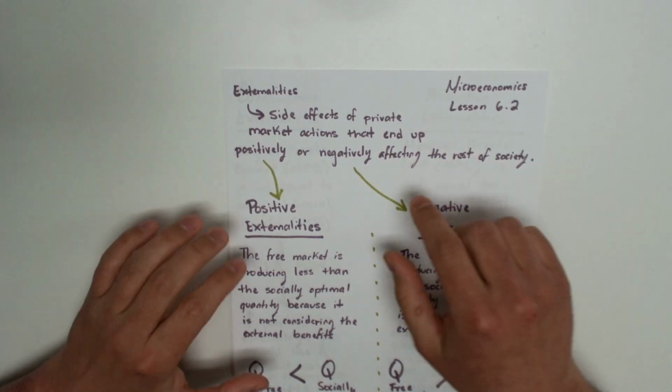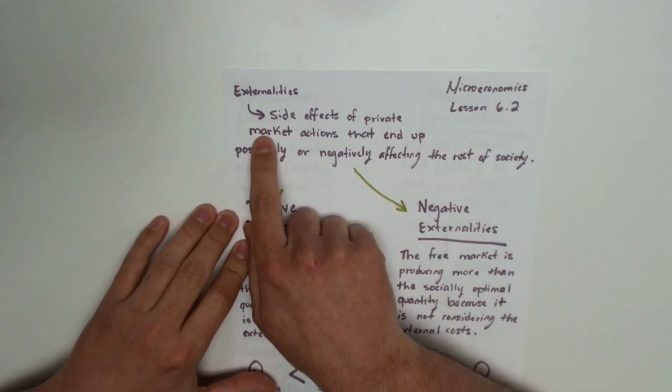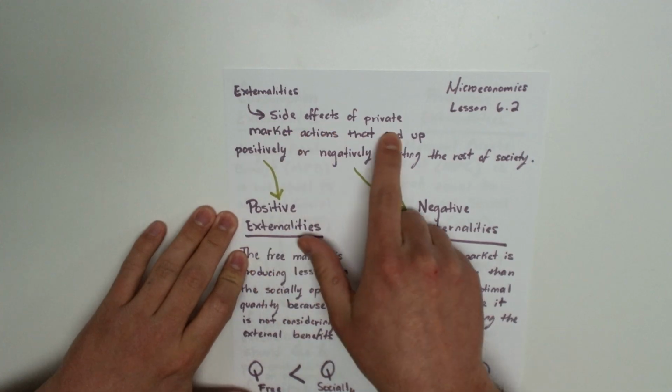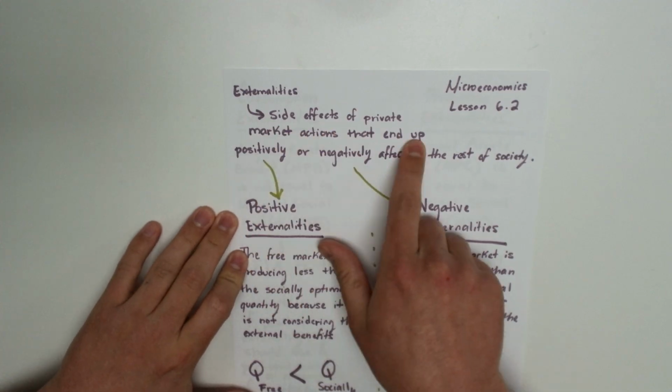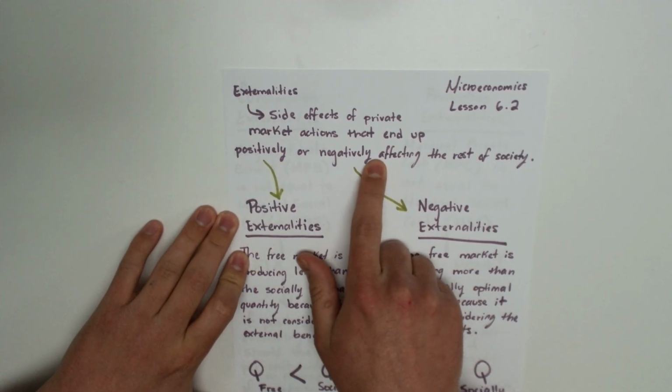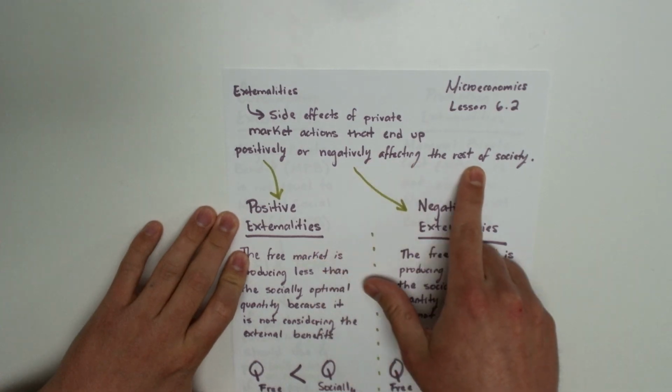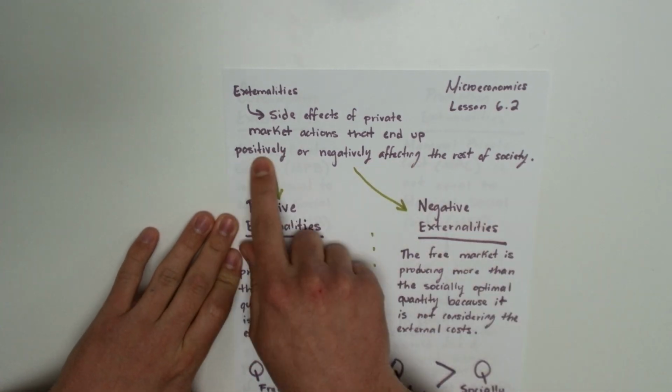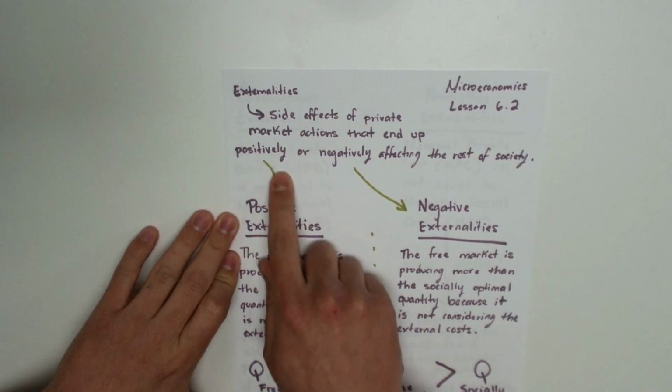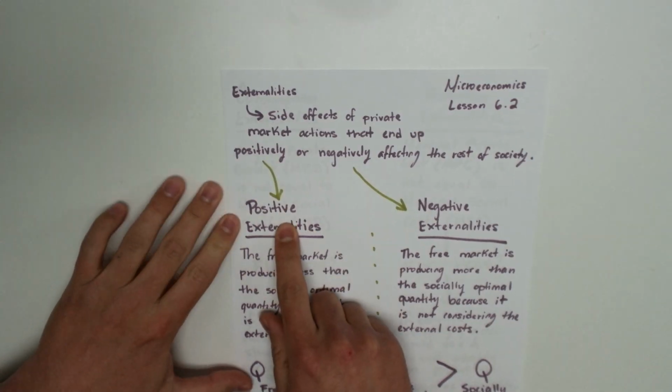Hello, welcome to this lesson on externalities. Externalities are side effects of private market actions that end up positively or negatively affecting the rest of society. So, if they positively affect the rest of society, then we call them positive externalities.